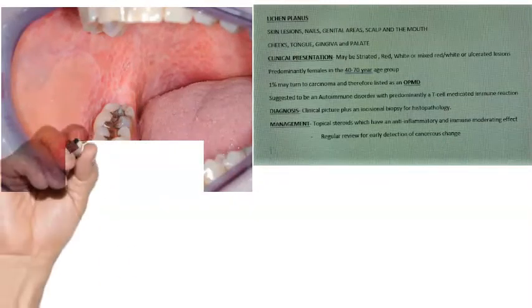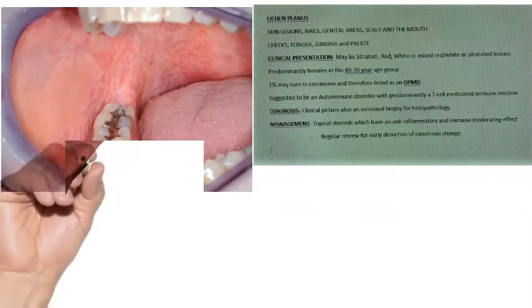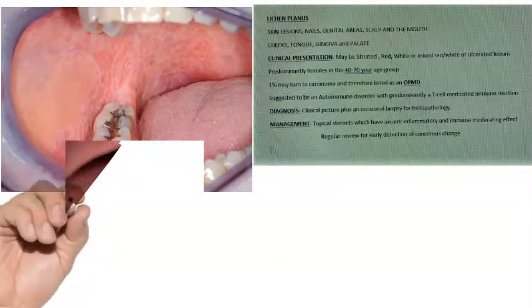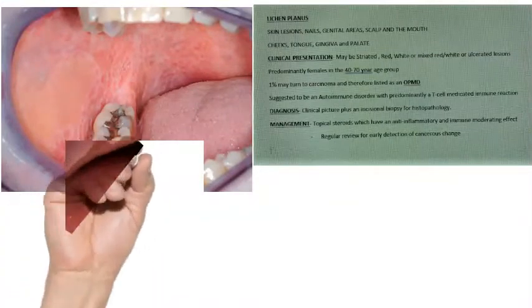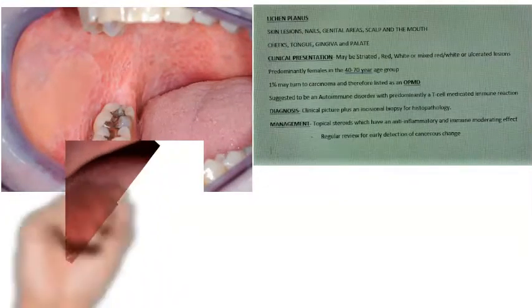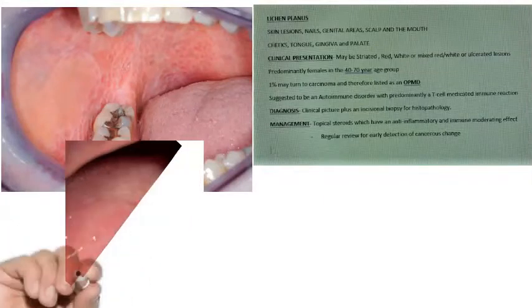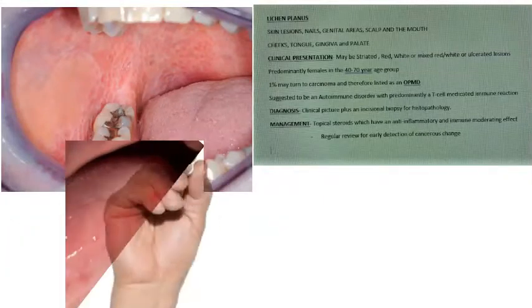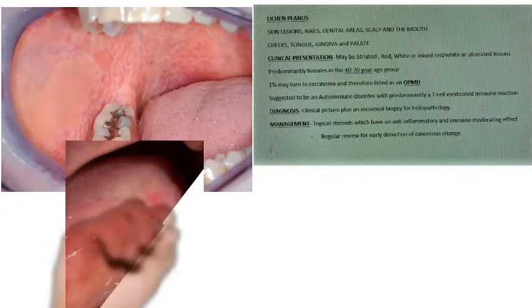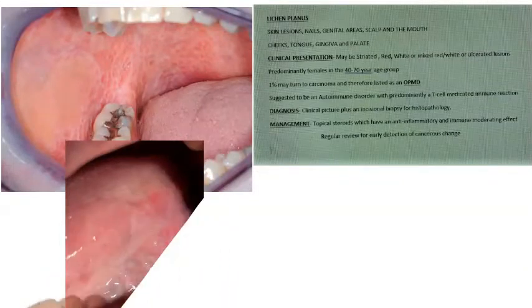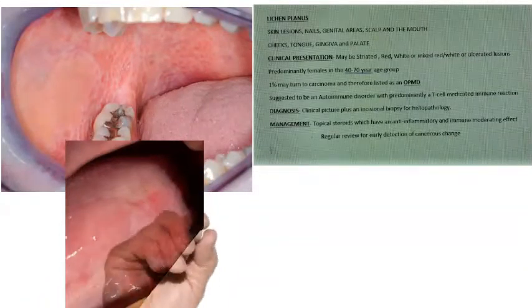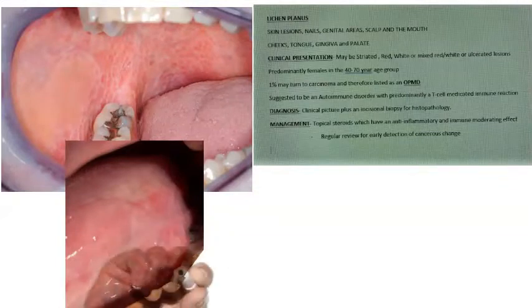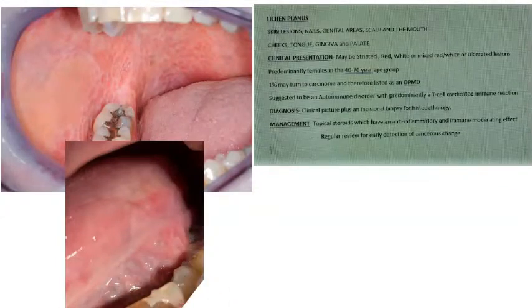OLP occurs mainly in females in the 40 to 70 age group. It is a T-cell-mediated immune lesion. Some lesions may look similar to other vesiculo-bullous lesions. Diagnosis is by clinical history and picture followed by a biopsy. Management involves topical steroids to reduce the T-cell reaction and regular review as there is a 1% risk of change to cancer.